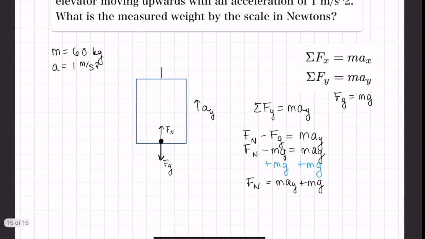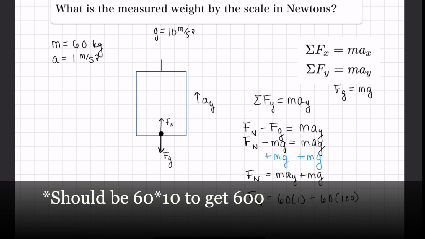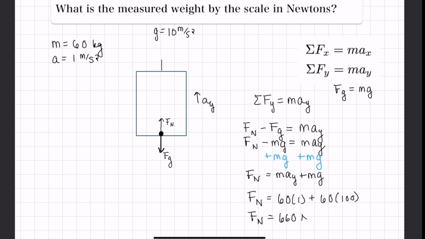And then I almost forgot to plug in the numbers. And then from here, so 60 times 1, I'm going to use the estimate that g is about 10 meters per second squared, plus 60 times 10 will give us Fn equals 660 newtons. And there you have it. So that's elevator problems in a nutshell.